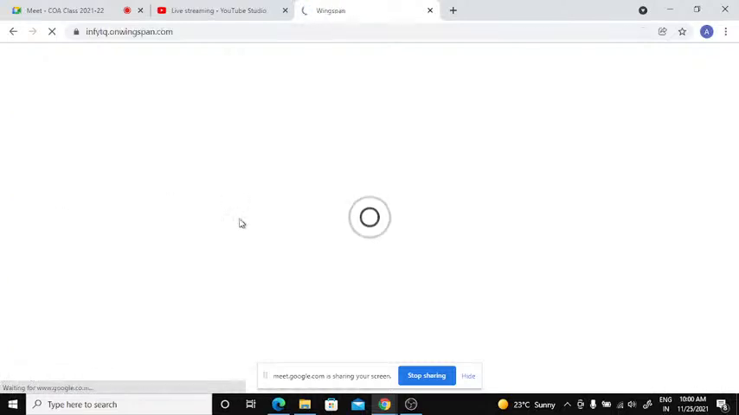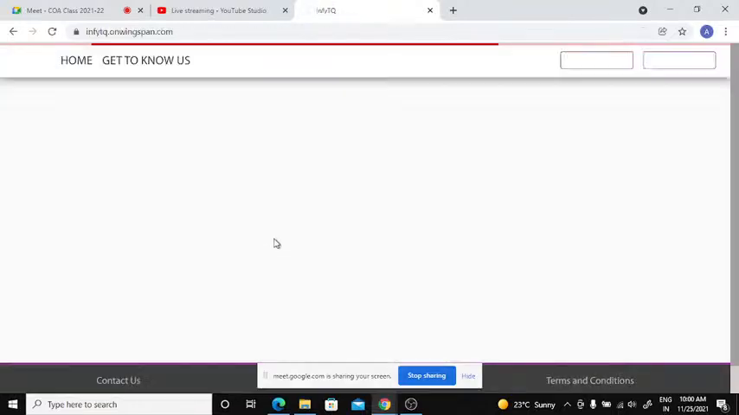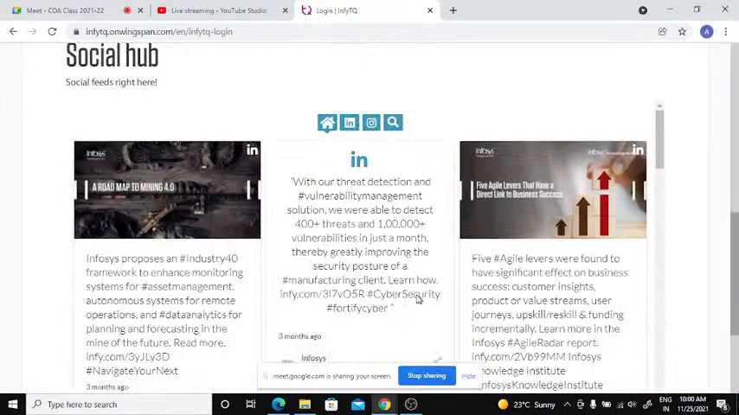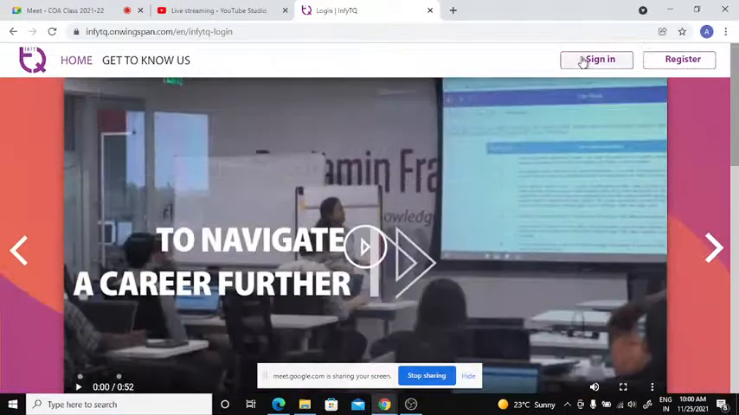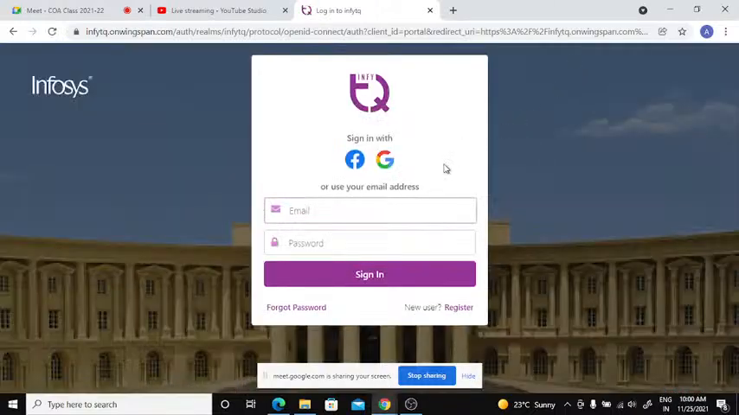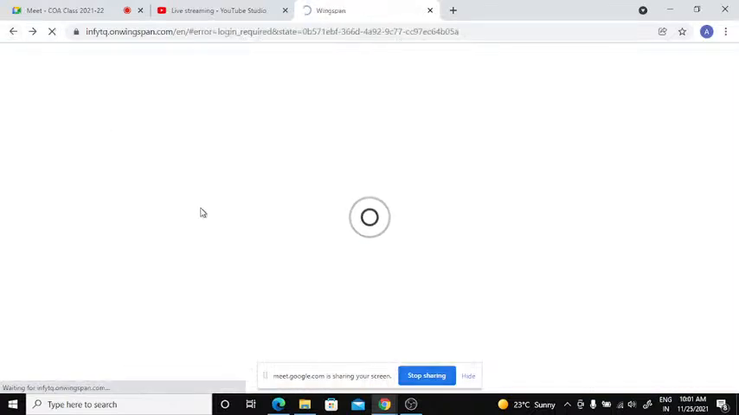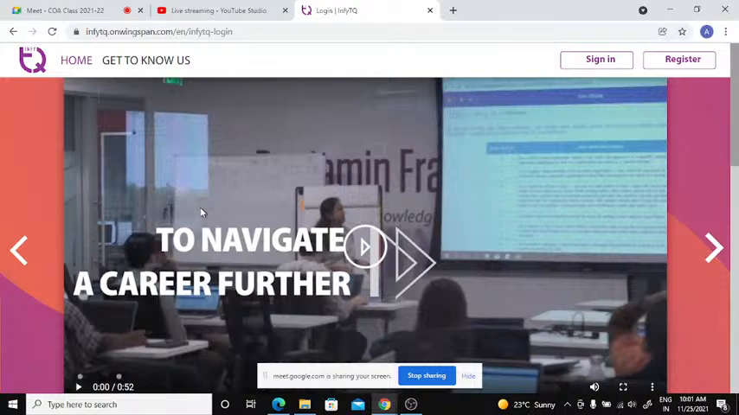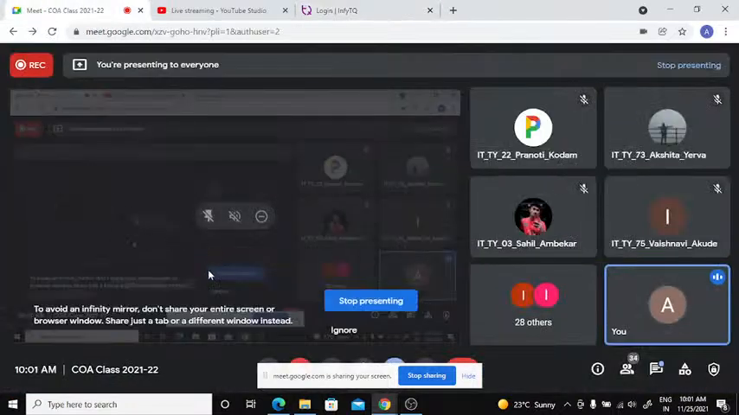I think you people are aware about this maybe. Here you have to create your account and go through the modules. There are 4 modules: Object Oriented concepts (OOPS), then a Python module, and database concepts.